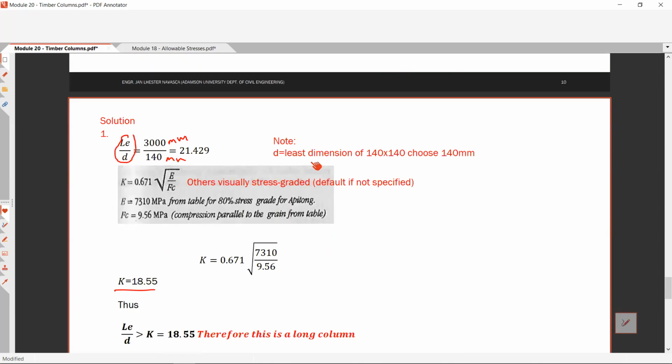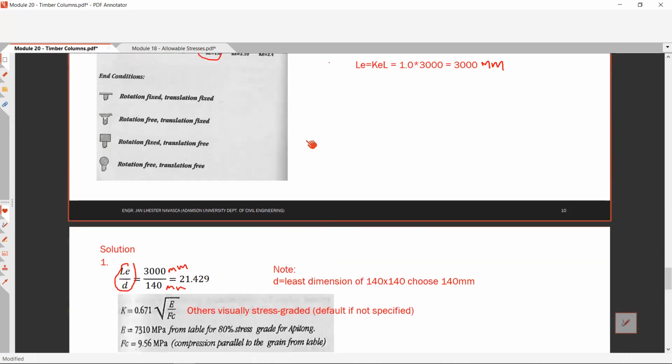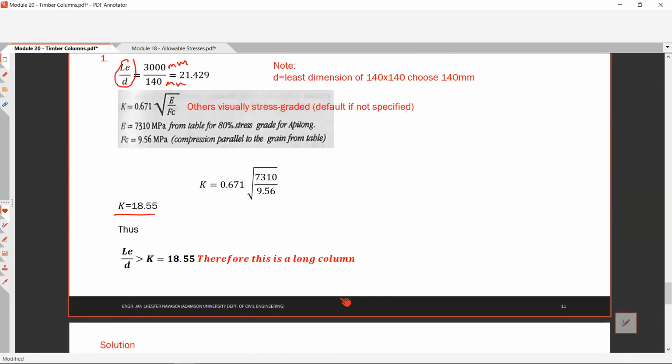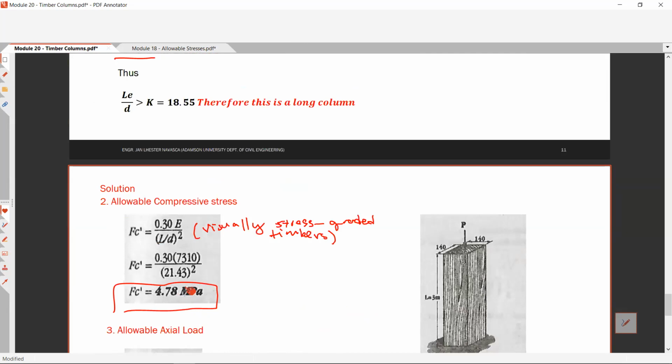Whereas, yung original, yung full capacity niya or the full capacity when the column is short, that is 9.56. So halos pumunta sa kalahati. So 9.56 divided by 2, you get 4.78. So almost kalahati yung nabawas. Or yung naging compressive strength niya is kalahati pala mismo. Okay? So nabawasan ng kalahati yung allowable compressive stress mo dahil naging long column yung timber column.